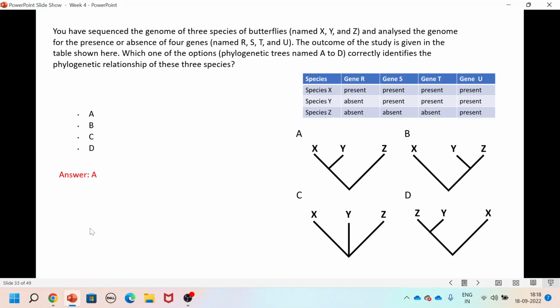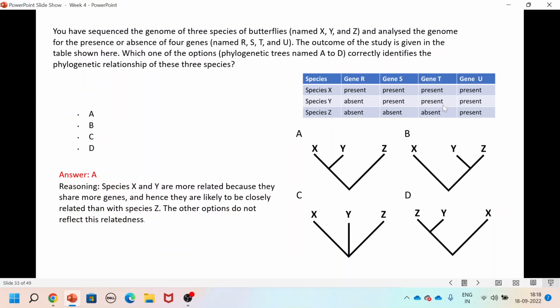The correct option is option A, because we can see that species X and Y are more closely related, while species Z is not that closely related, by checking the presence or absence of the different genes. In species Z, only gene U is present, while in species X and Y, most of the genes are common. Because they share more genes, species X and Y are likely to be more closely related as compared to species Z. So, the correct answer is option A.